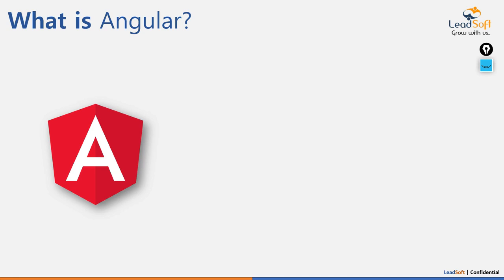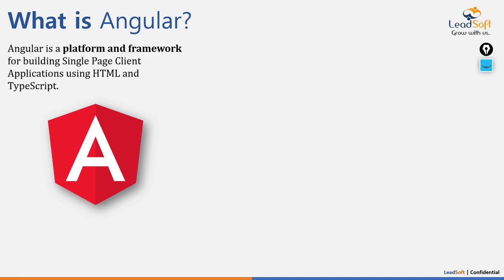So what is Angular exactly? Angular is a platform and a framework for building single page client applications using HTML and TypeScript. Angular is used only for dynamic web content. If we have any dynamic web content in our web applications, we can develop it using Angular as a front end. It's one kind of platform and framework to develop these kinds of applications. Moreover, Angular is written in TypeScript, so Angular has all the power of TypeScript.